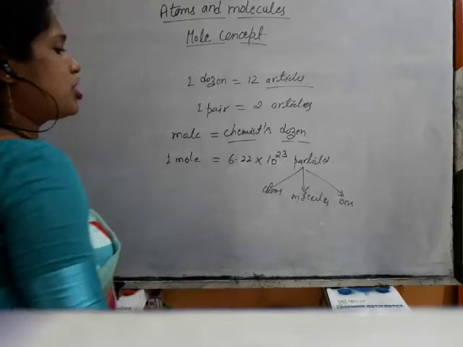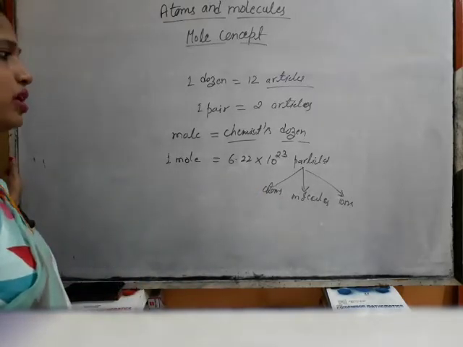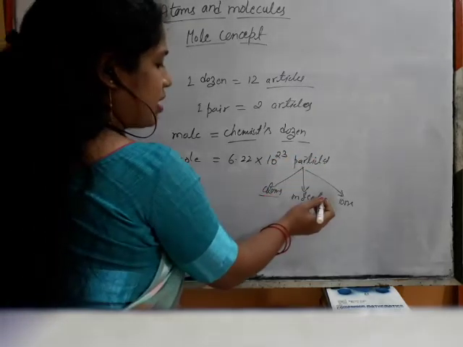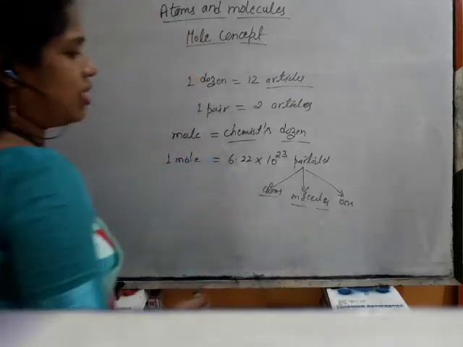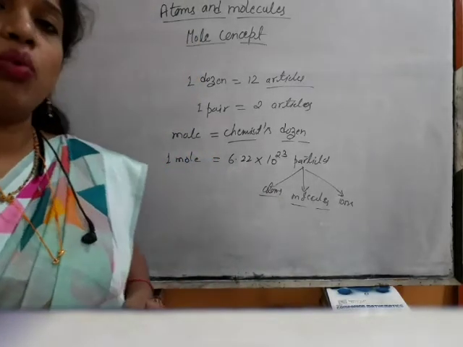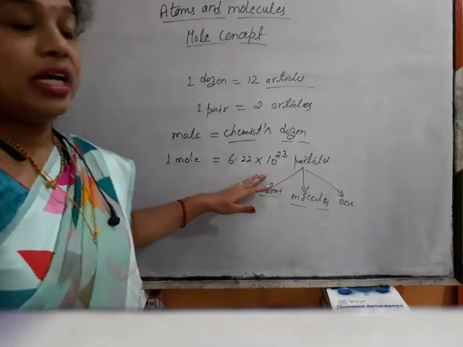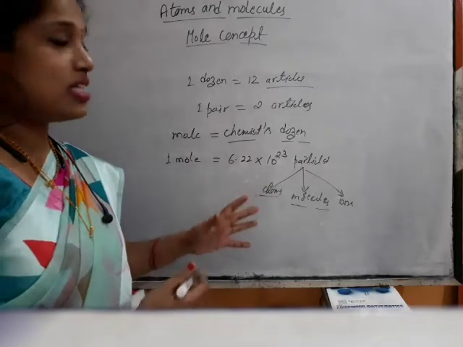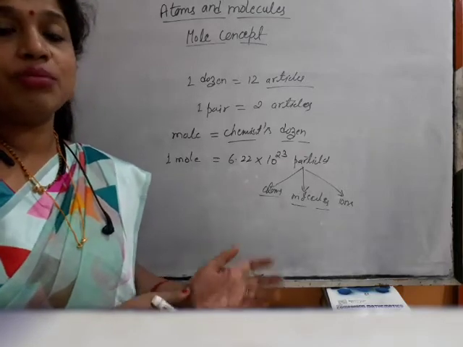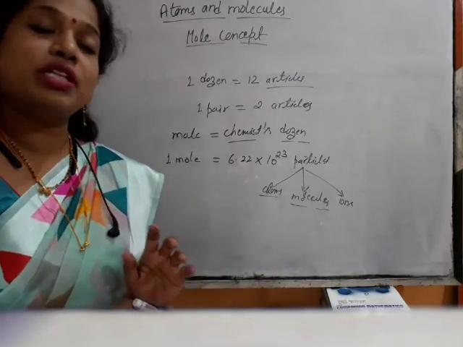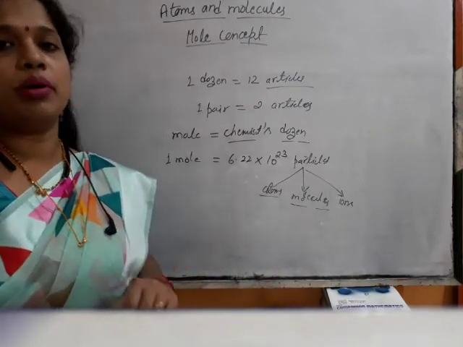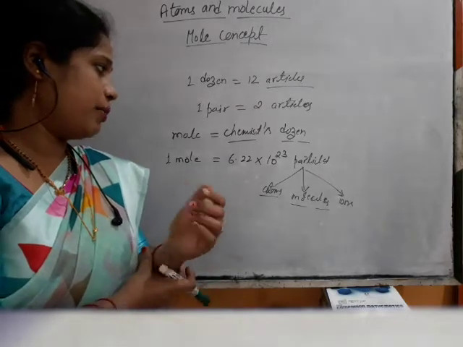1 mole is equal to 6.022 × 10^23 particles. That means it can be molecules, ions, or atoms. If you are saying 1 mole, we are saying this. By looking at this number, it seems very simple, it seems small, but this number is not small. This is a very huge number.